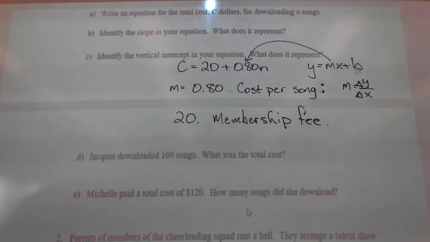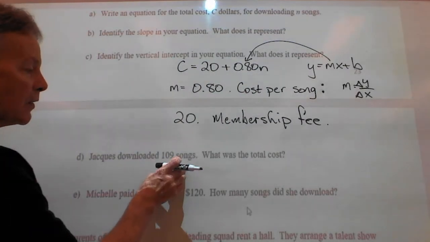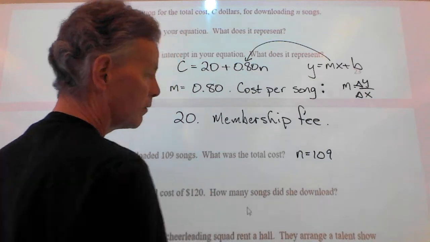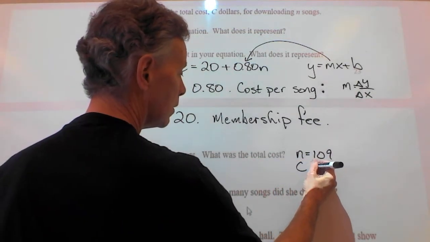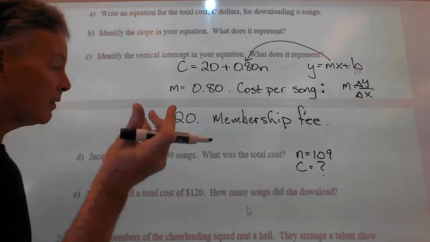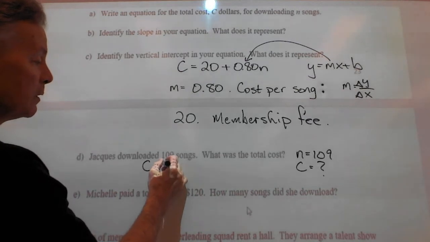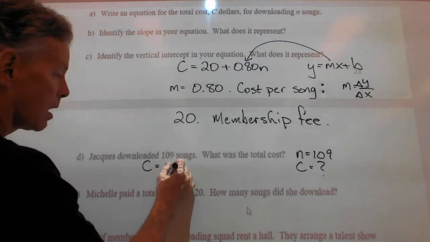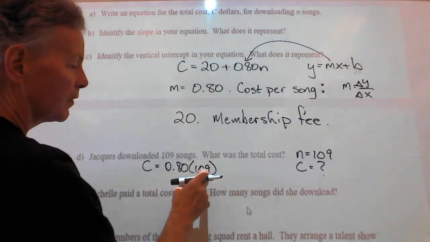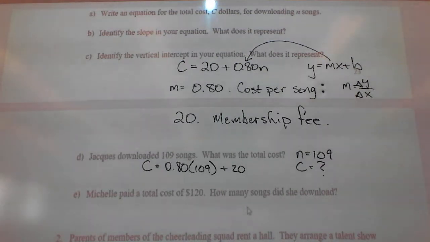So our pal Jacques, he downloaded 109 songs. What is the total cost? So what are they saying to you? What they're basically saying is n equals 109, right? 109 songs. What is the value of C? What is the cost? Well, we have an equation, so it's easy, okay? So 109 songs, so our equation becomes cost equals 0.80 times 109, right? Our value for n, in this case, is 109 plus 20. I have to get Mr. Calculator.